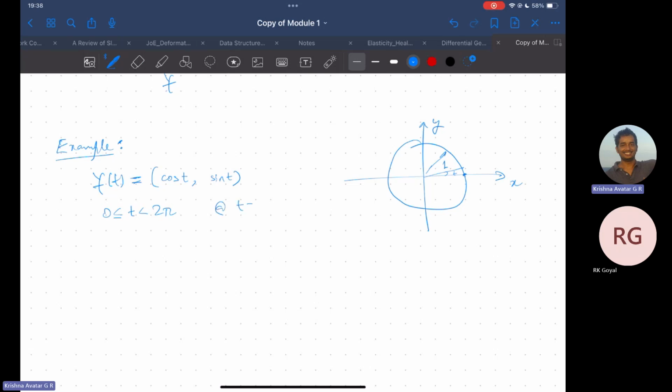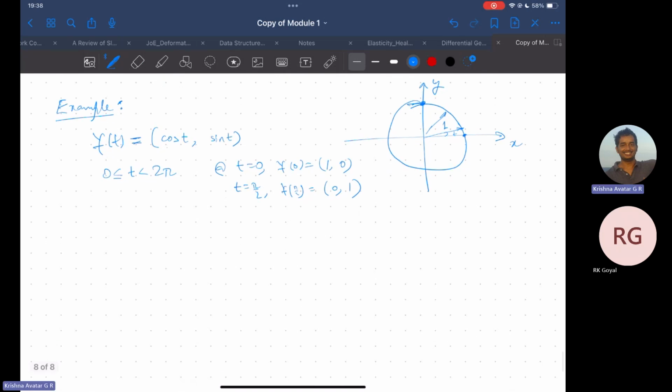So at t equal to 0, gamma vector 0 is given as cos 0 is 1, sine 0 is 0. So it means that we are starting from this point. And at t equal to say pi by 2, gamma vector pi by 2, cosine pi by 2 is 0, and sine pi by 2 is 1. So it's at this point, right? So we are just following any directed radius vector, the position vector of any point on the boundary with respect to the x-axis, and that is angle t.